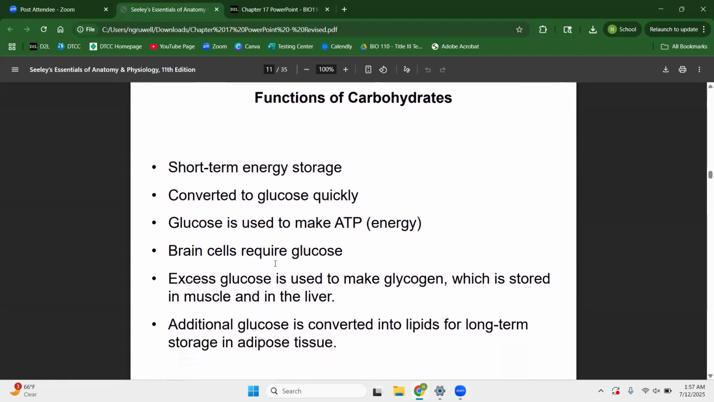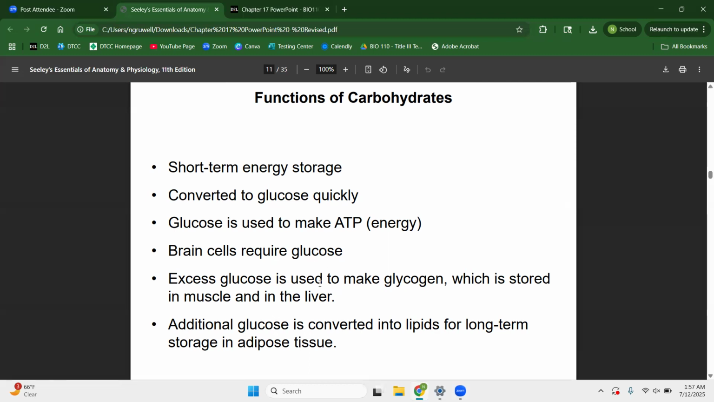And so we said our buzzword with carbs is always going to be energy. They can be converted to glucose pretty quickly. Glucose is used as part of our equation with oxygen to make ATP, which I hope we all know by now is the energy used by our cells. Our brain cells require a lot of glucose, so they're running. They need a lot of fuel.